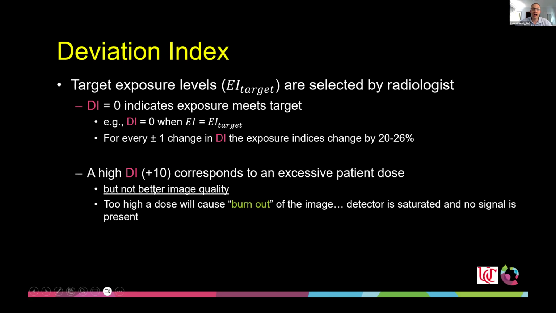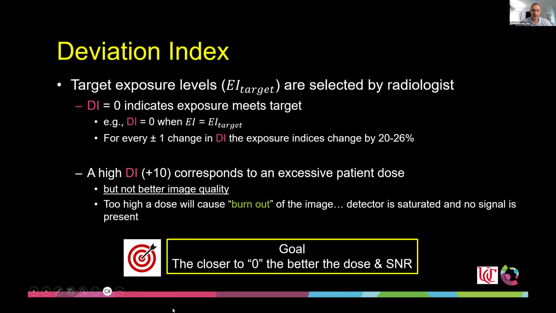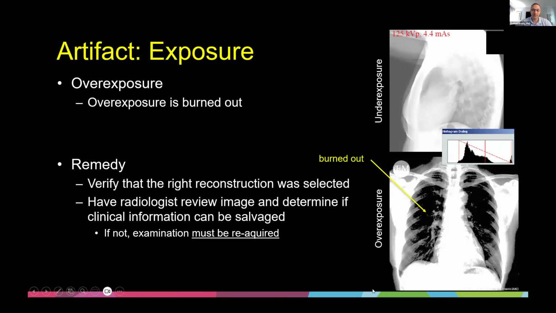When you get to really high numbers, plus or minus, say, 10, for example, the image quality is going to start to suffer. In fact, if you get too high, you're going to see something called a burnout effect, which I'll show in the next slide. So just remember, the goal here is when you make an exposure, your DI value should be very close to 0. And if you get there, that means you should have confidence that you put the right amount of radiation dose to the detector to get the right signal to noise ratio.